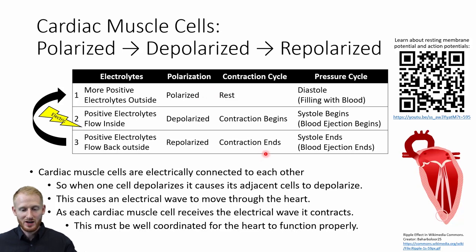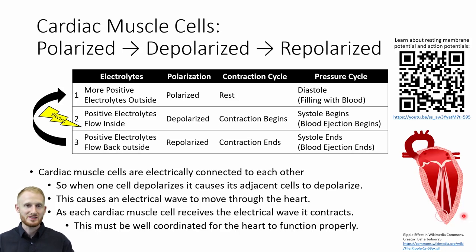And when you end the contraction, that's the end of systole, so that's when the blood stops ejecting out of the heart. So it's important to realize that cardiac muscle cells are all electrically connected to one another. So if one of the muscle cells depolarizes, it's going to spread out from that and cause the cells around it to depolarize, kind of like what we're seeing here in this diagram of the left ventricle, where right here we have a cell depolarizing, and the spread of depolarization is flowing away from that in these ripple-like waves.